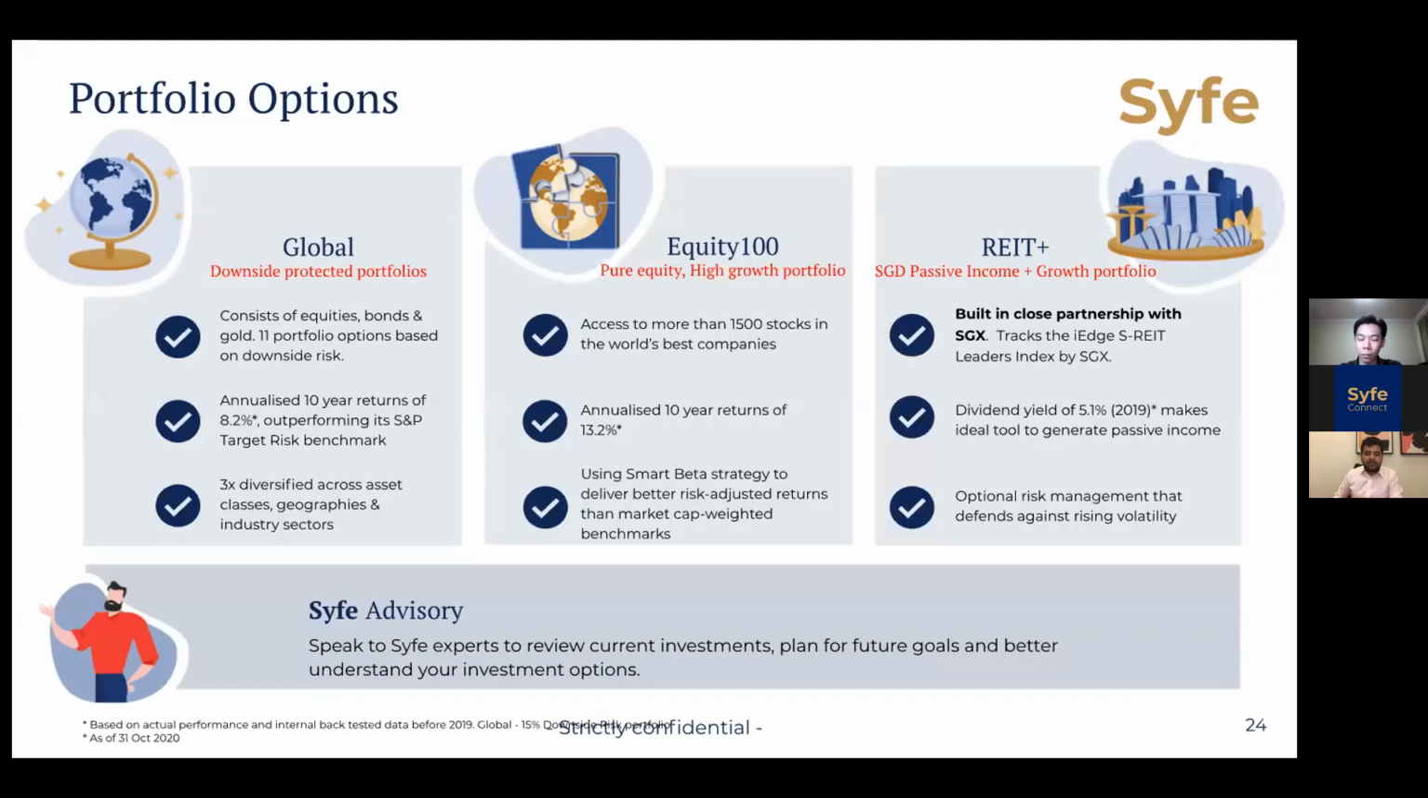This is again that high risk, high reward kind of a setup, right? This has about 1,500 stocks from the best companies across the world. The annualized return is 13.2%. Actually, I think it's even a bit higher now after the move up again in the last few weeks, right? And this is built using a smart beta strategy, which gives higher risk-adjusted returns. Now, we have dedicated webinars on this, so we can definitely talk more, or you can reach out to us for more questions.